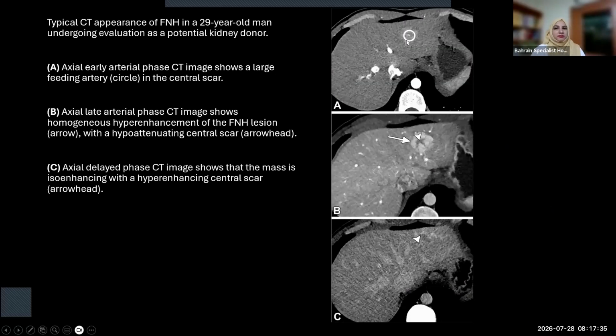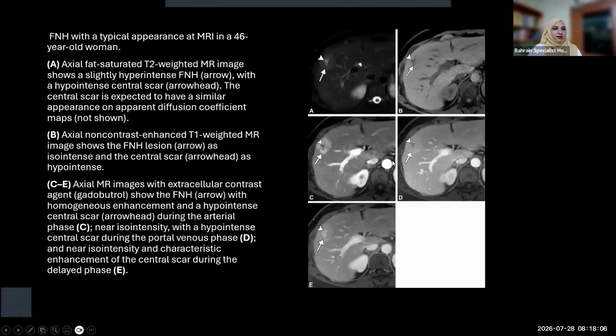On CT scan, sometimes we can see the feeding artery on early arterial phase, but usually this phase is skipped in routine CT scan. So we see hyperenhancement on arterial phase with a central non-enhancing scar, which on delayed phase becomes enhancing, with similar appearance to the background liver for the rest of the lesion. So initially on the arterial phase, you'll see a central non-enhancing scar, which will eventually brighten up on the portal venous or delayed phases. On MRI also, it has a characteristic appearance, and it can be diagnosed confidently.